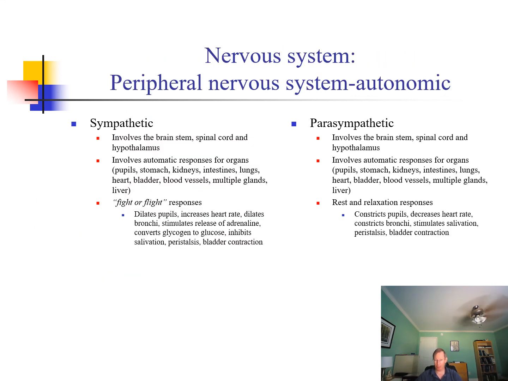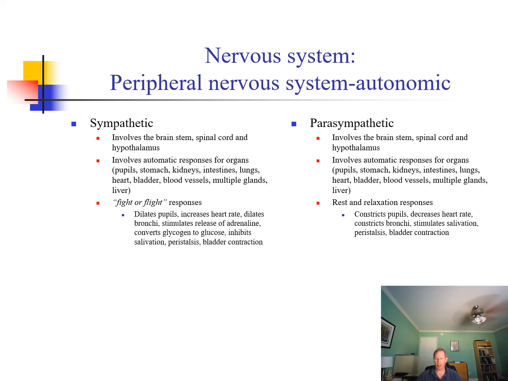The last part of the peripheral nervous system is called the autonomic nervous system, and this has an anatomical basis, which I really won't talk so much about here, but it's based on two subsystems within the autonomic nervous system, the sympathetic, or the fight or flight response, and the parasympathetic, or the rest or relaxation. And they involve the central nervous system, which goes out into the peripheral nervous system.